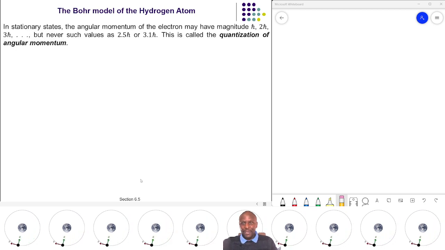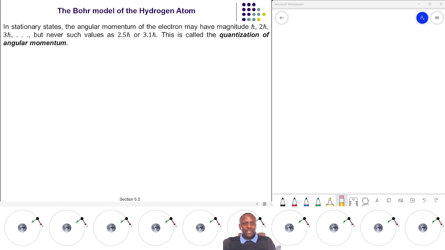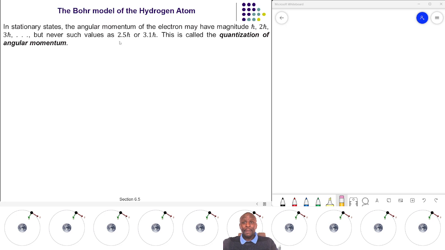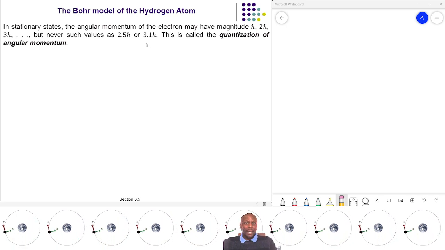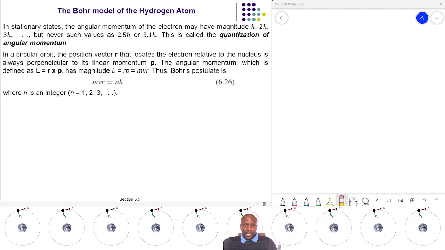So now, in this stationary state, the angular momentum of the electron may have a magnitude of, as I've just said, h bar, 2 h bar, and then you might have 3 h bar, and so on. But you might never have 2.5 h bar or 3.1 h bar. This is what we call the quantization of the angular momentum. Angular momentum is quantized. So that's what you will normally hear from now onwards. The angular momentum is quantized. It means that you will only have a multiple of the h bar.